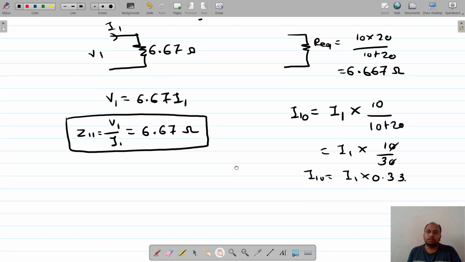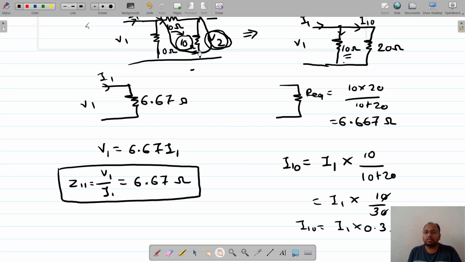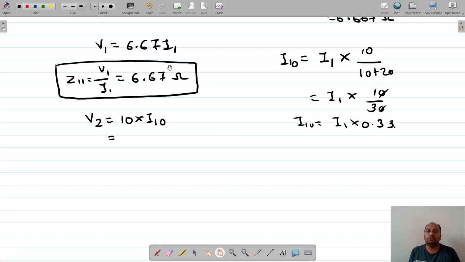Now, how to find out the drop across this 10 ohm resistance? V2 is equal to 10 into this I10. Are you getting it? Because the current flowing through this 10 ohm is nothing but this. So 0.33 times I1 is the current flowing through this particular 10 ohm resistor. The current flowing through that resistor multiplied by the resistance gives the drop across that resistor. So V2 is 10 into I10, and I am going to put I10 as I1 into 0.3.